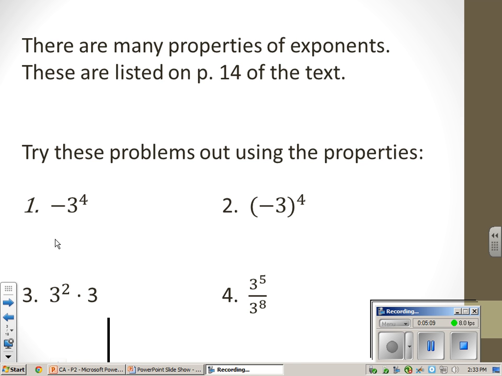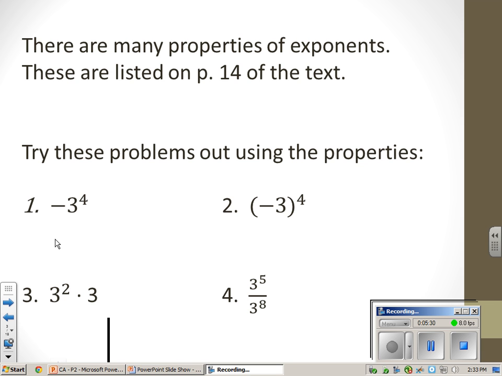Okay, so number 2 is different than that. Now it is the entire digit -3 taken 4 times. Okay, so number 1 is the negative of 3 times 3 times 3 times 3. Number 2 would actually read -3 times -3 times -3 times -3.